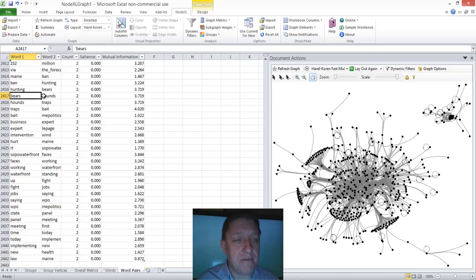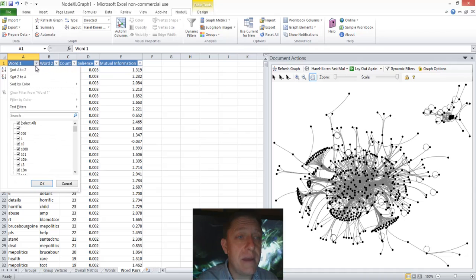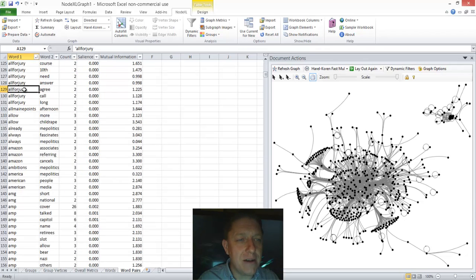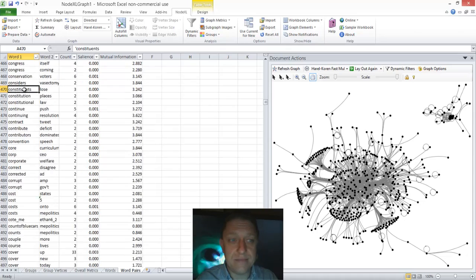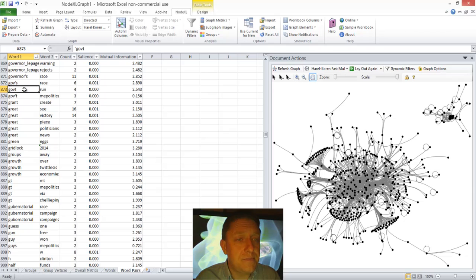That's interesting stuff. We can begin to look, if we're interested in LePage. Let's look at LePage. Let's sort. I'm clicking on that triangle at the top. Then I can sort A to Z alphabetically. And now I can go down to L for LePage. Let's find out what shows up most often with LePage.